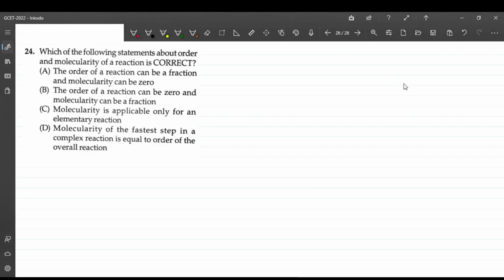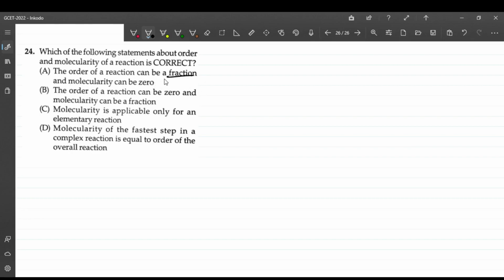Question number 24. Which of the following statements about the order and the molecularity of the reaction is correct? The first statement is, the order of the reaction can be a fraction and molecularity can be 0. Order can be a fraction. This is true. We can have an order like half order, 0.5 order. It could be a fraction.